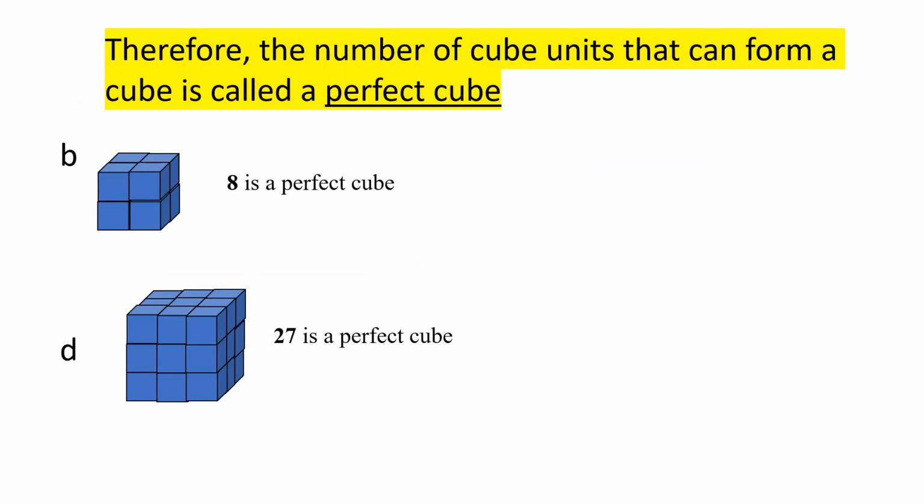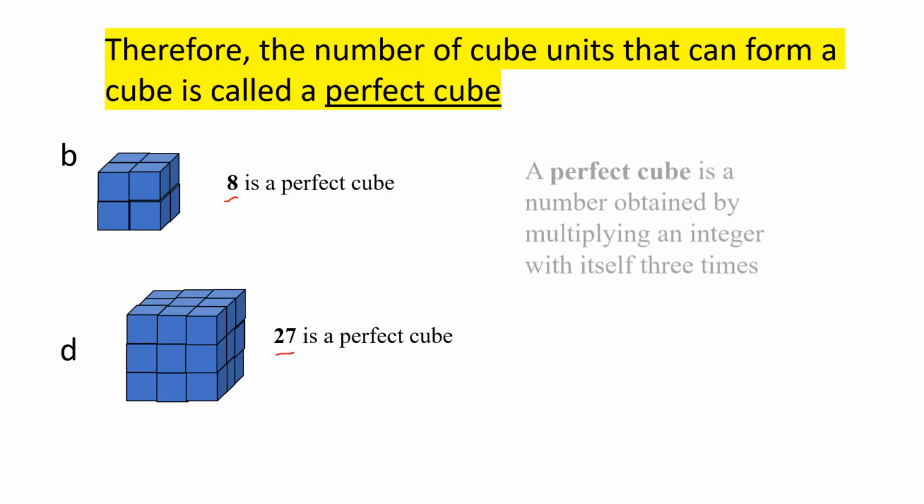So therefore, class, the number of cube units that can form a cube is called a perfect cube. So for letter B, class, we have 8 unit cubes and then we form a cube. So therefore, class, 8 is a perfect cube. Same with 27, we have 27 unit cubes and then we can form a cube. Therefore, 27 is a perfect cube.